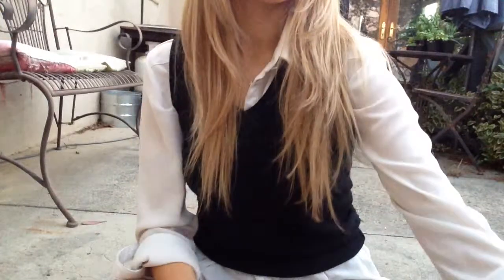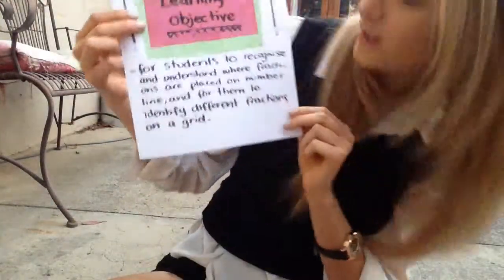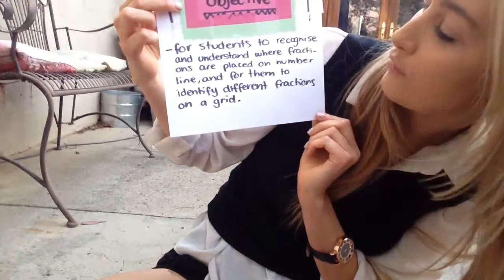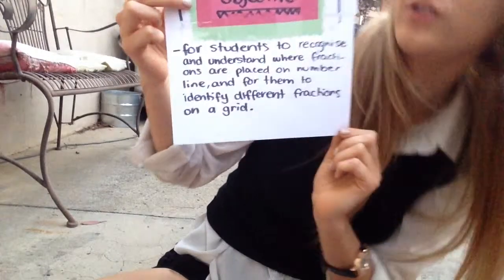The learning objective was for students to recognise and understand where fractions are placed on a number line and to identify different fractions on a grid.